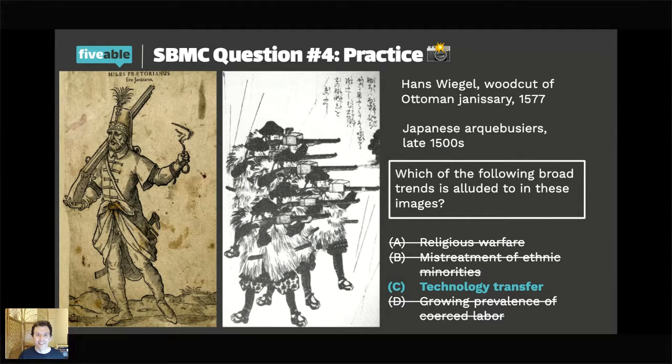It's C, technology transfer. Now, why is it this way? First, it's not A. While the prevalence of weapons does suggest there's warfare, it's not enough evidence. Keyword: look for the evidence anytime you see a question. So we eliminate A because we don't see that evidence.